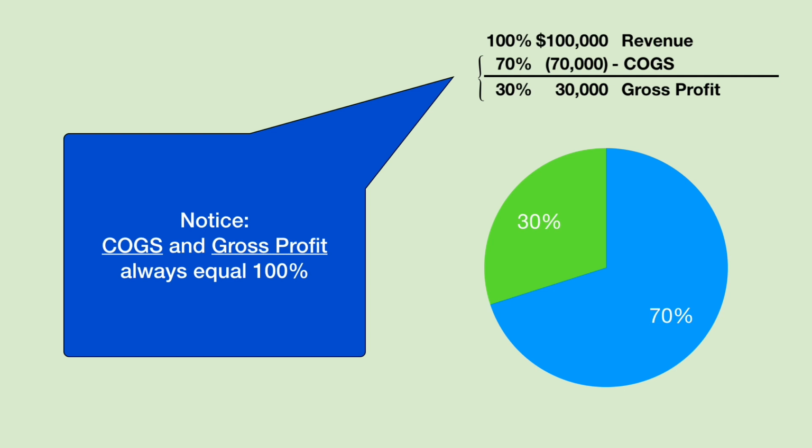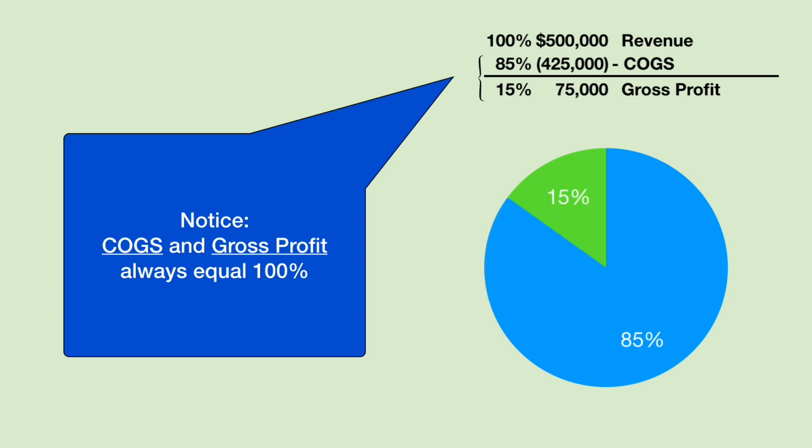Now, notice that cost of goods sold plus gross profit always equals 100%. So if you know that cost of goods sold is 70% of revenue, then you could infer that gross profit would be 30% because the 70% and the 30% have to always add up to 100%.